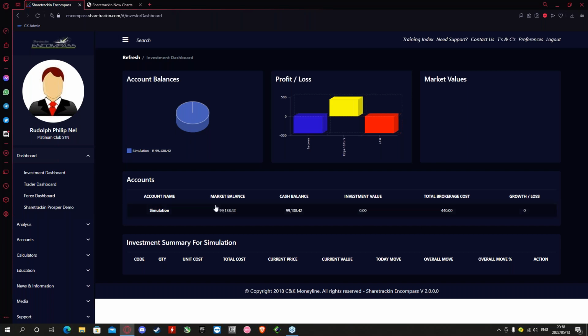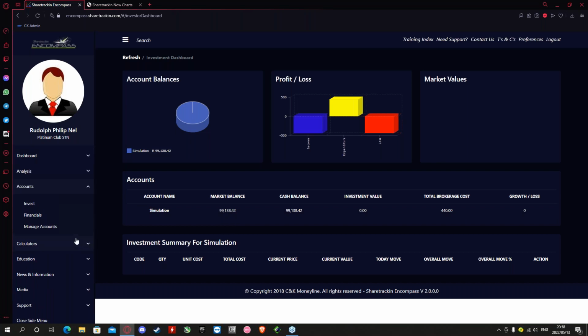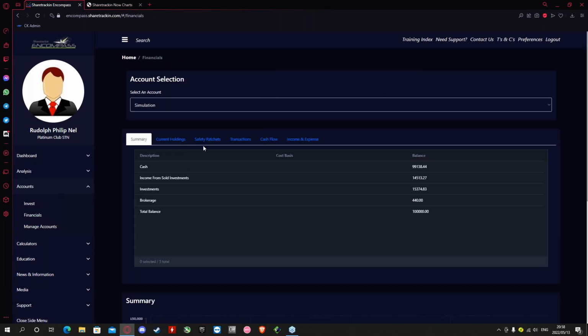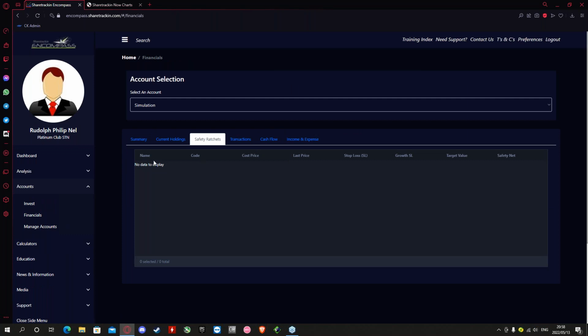Now, that's something we missed out on, but if you go back to your financials and you look at your safety net, usually what it would show you is the name of the company, the code of the company with the cost price, last price, and then your stop loss value. So your stop loss value, gross stop loss value, target value, and then what to do with the share. The safety net would tell you sell, for instance, "GSL sell," gross stop loss sell, which means that you need to go and sell.